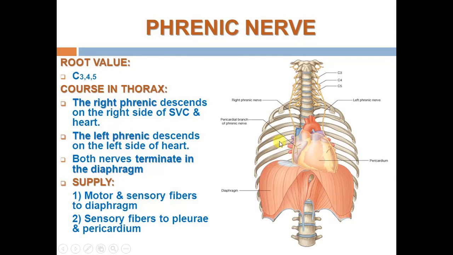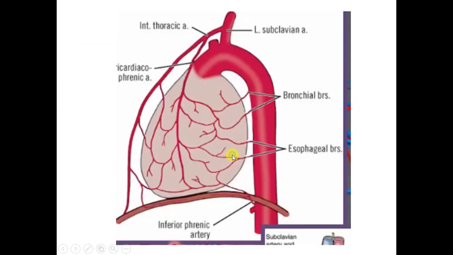The course of the phrenic nerve has been discussed already in previous lectures, but here there are two nerves, the right phrenic nerve and the left phrenic nerve. The right one is on the right side of the superior vena cava and the heart. The left one descends on the left side of the heart. Both terminate at the diaphragm, and it's basically the motor and sensory supply of the diaphragm. But the sensory fibers to the mediastinal pleura and the pericardium, the fibrous pericardium and the parietal layer of the serous pericardium, are also supplied by the phrenic nerve.